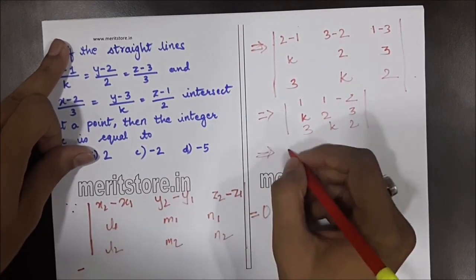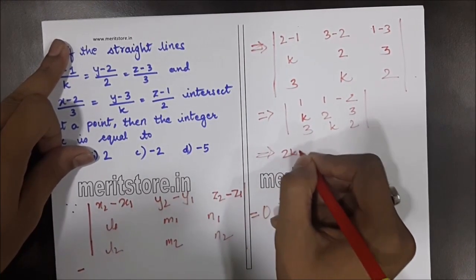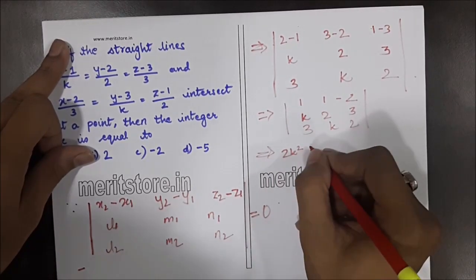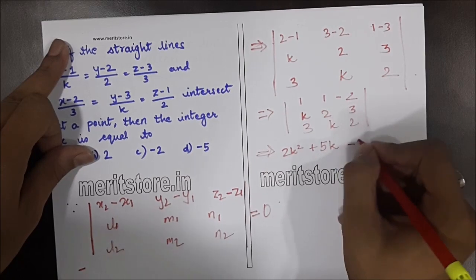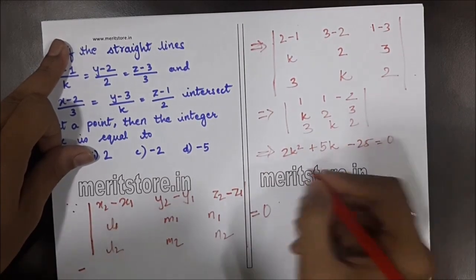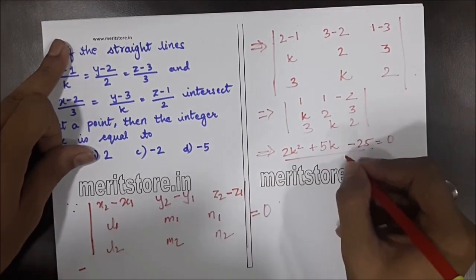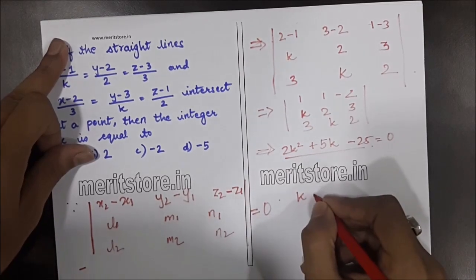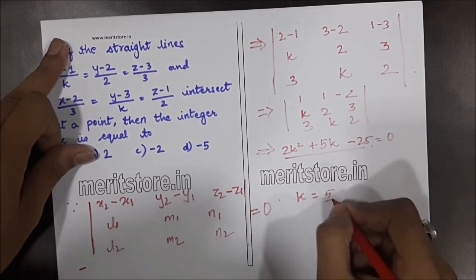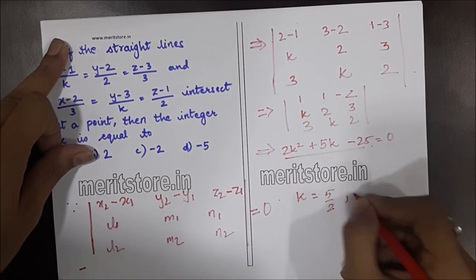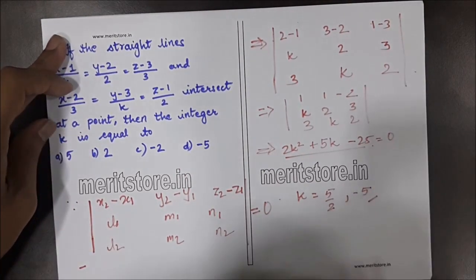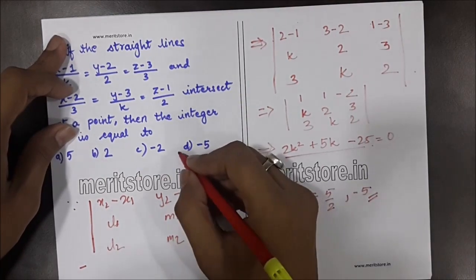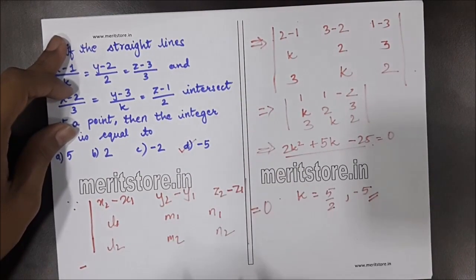We get the equation 2k square plus 5k minus 25 is equal to 0. Factorizing this equation, we get k is equal to 5 by 2 and minus 5. Therefore, the correct option is minus 5, that is option D.